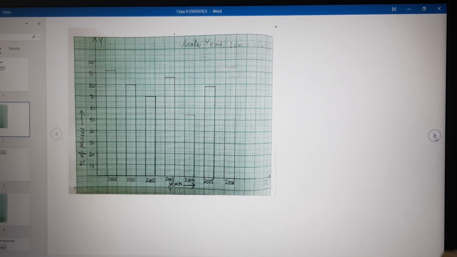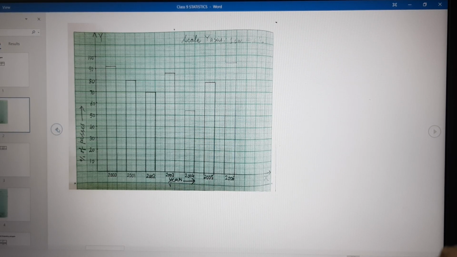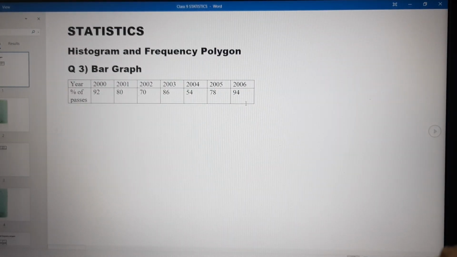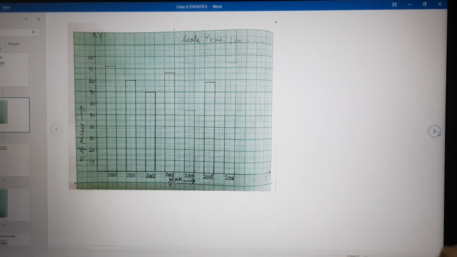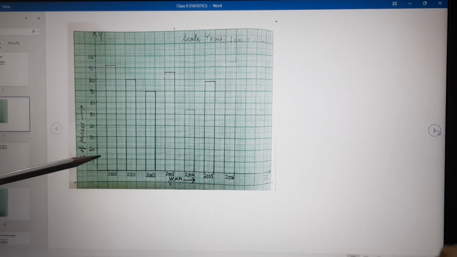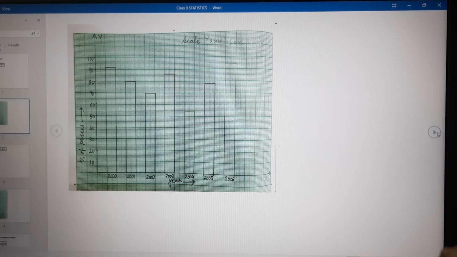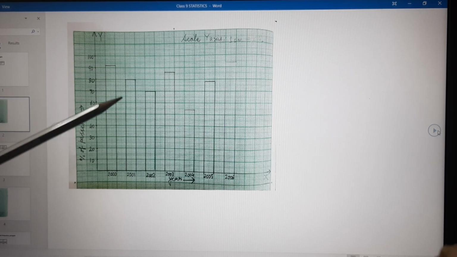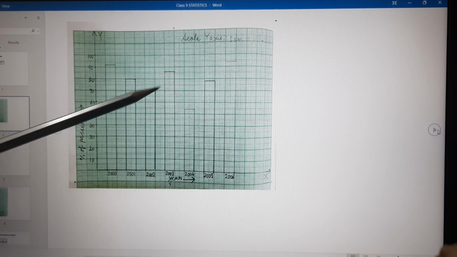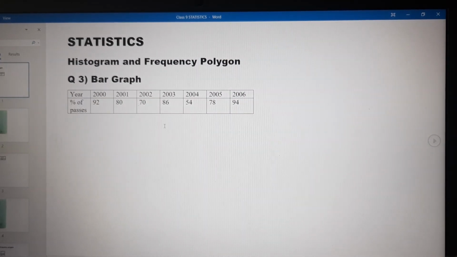Now we will plot them. The first one was 92. So as you can see, first is 92, 80, 70, 86. Fine. So as you can see, this 1 centimeter, one big block, carries 10 small blocks. So if we talk about 92, 90 is here and then 2 small blocks. It becomes 92. 80 is directly there, 70 is directly there. Then we have 86.